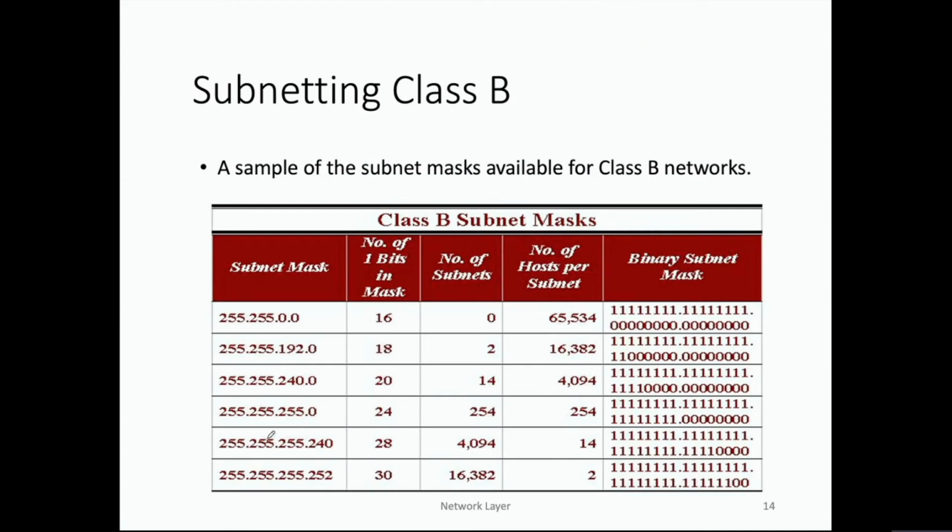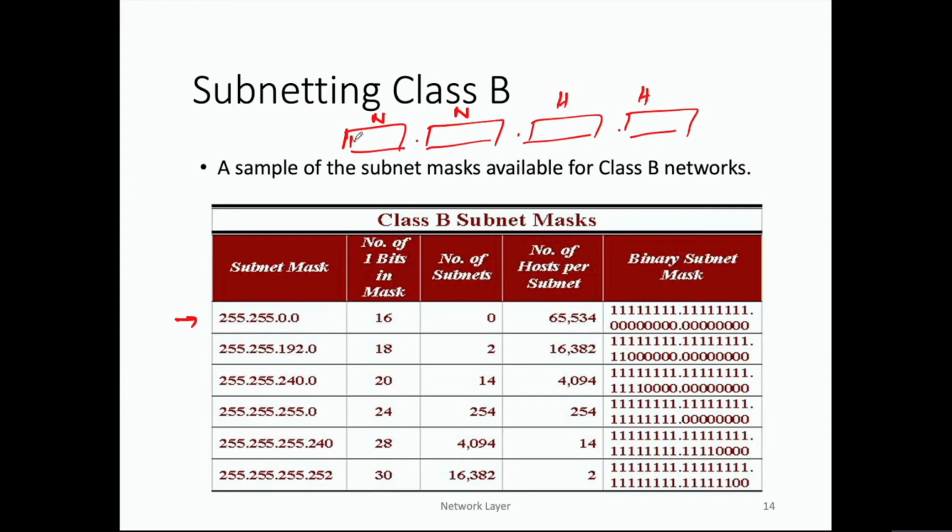Similarly, this is a different representation for class B to give you a better understanding of the position of the bits. Again, the first field here is representing what? It is representing the default subnet mask. Why? Because we know that in class B, the first 2 octets represent the network part, and the remaining 2 octets represent the host portion.